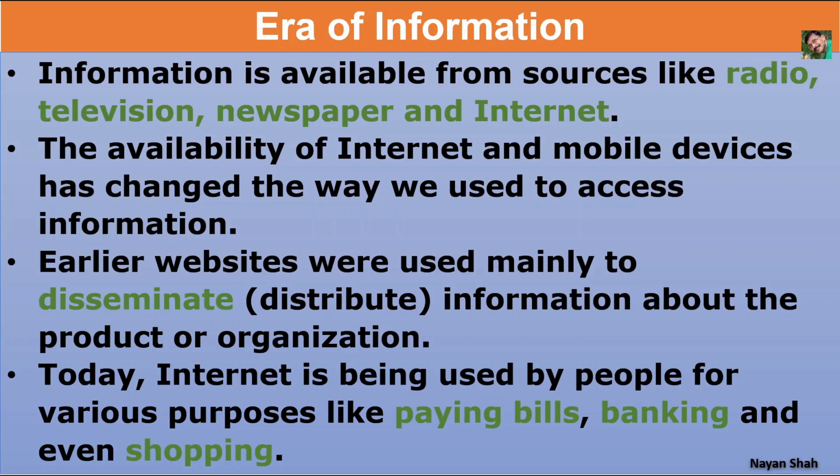Now anybody, not only you, anybody who wants any information can get it very quickly using Google and the internet, on mobile devices and computers. The availability of internet and mobile devices, laptops, computers and tablets has changed the way we used to access information. Earlier, websites were used mainly to disseminate, that means to distribute, information about a product or organization. Initially websites were created only for promoting a business or some product.